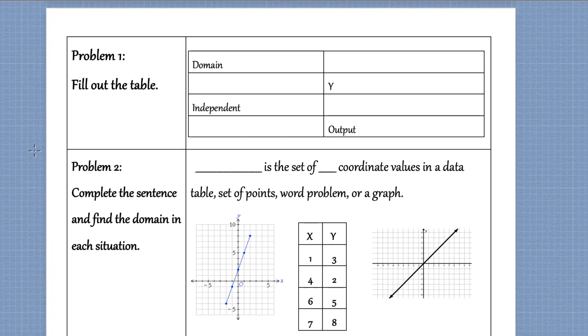So problem 1 here says fill out the table, and we're using stuff that we previously already know, and so let's fill it out. It says domain, and its opposite would be the range. The range is the y value, it is the dependent variable, and it is the output in a table. Oops, I spilled the pen. The domain is the x value, on the other hand. It is the independent variable, and in a data table, it is the input.